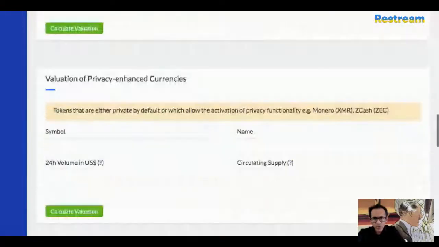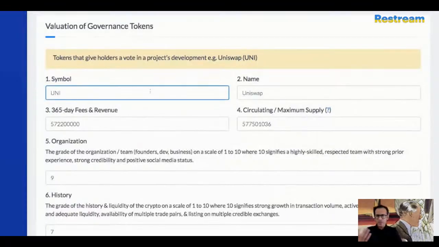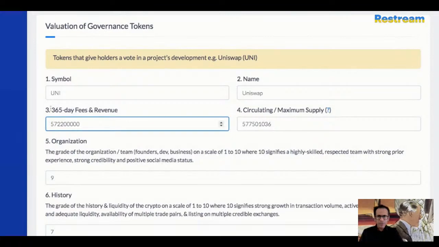Yeah. So when we look at the valuation, right? So when we talk about governance tokens, first thing, of course, when we are entering into our valuator, we are entering the symbol. So I'm going to take an example of Uniswap, which is one of the most popular governance tokens and the largest by way of market cap also. So we enter the symbol UNI, we enter the name Uniswap, then we need to enter the 365-day fee and revenue.